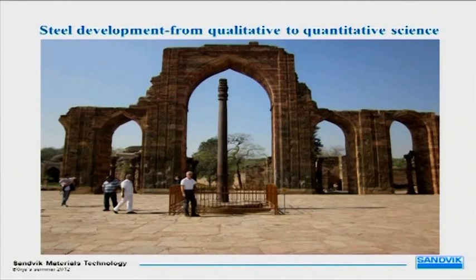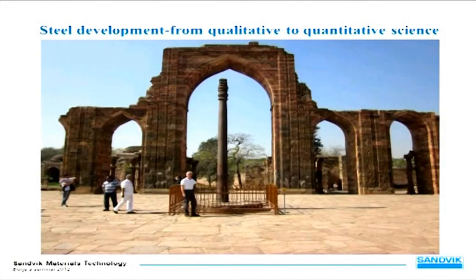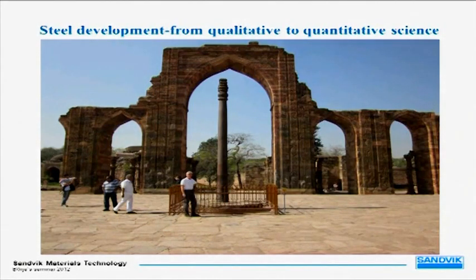Steel has a very long history. This particular example is taken from the Qutb pillar in New Delhi. It's a pillar which is 1600 years old. It's a very good example of forge welding, so to speak. But what is most interesting with this pillar is that it has not rusted. It's 1600 years old. There is a passive layer on the surface, but it has not rusted.